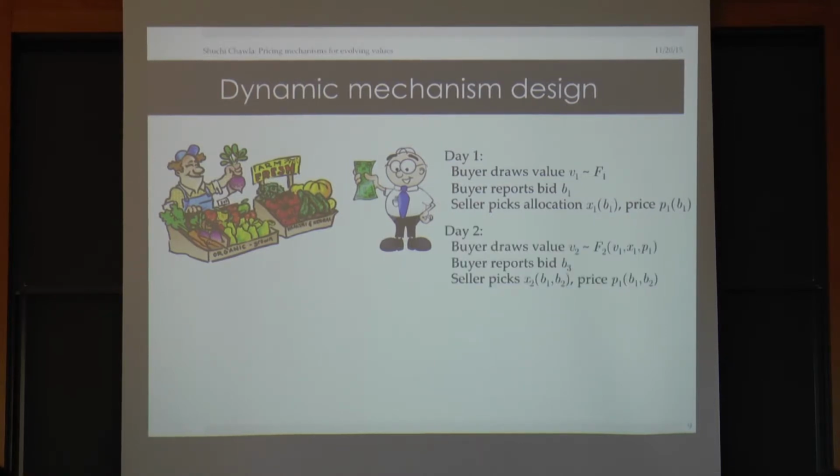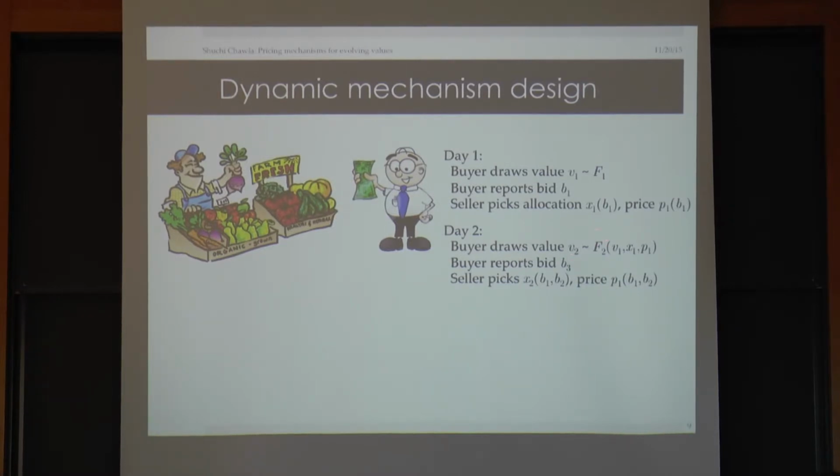And then on the second day, the buyer comes back, but this time his value is drawn from some distribution that could potentially depend on what his first day draw was, and also potentially on what happened the first day. Did he actually get to enjoy the piece of fruit or not? And that could affect what his value for the second day is.